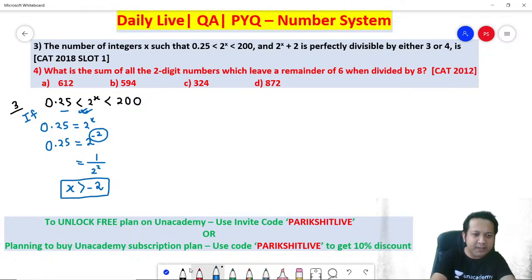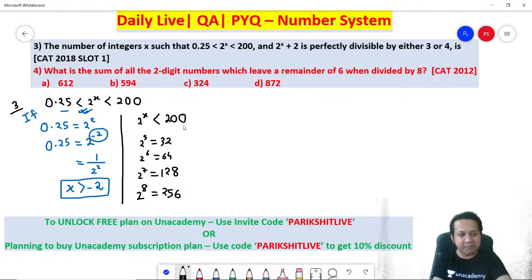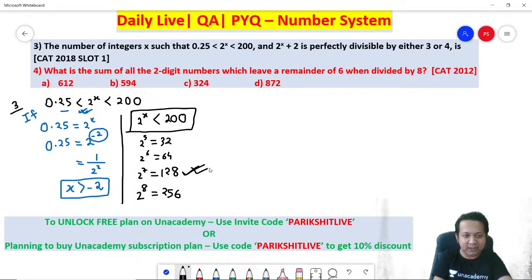Also, can you tell me if 2 to the power x is less than 200, what can be the maximum value of x? Remember, 2 to the power 5 is 32, 2 to the power 6 is 64, 2 to the power 7 is 128, and 2 to the power 8 is 256. But 256 is not allowed because that is greater than 200. You need it to be less than 200. So the maximum possible value is 2 to the power 7, which is 128.